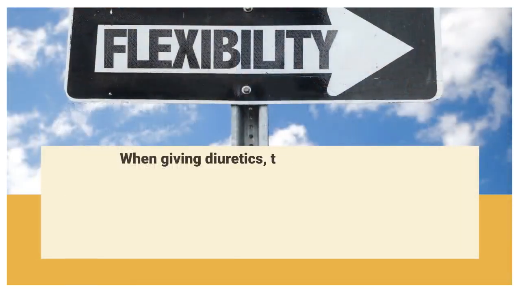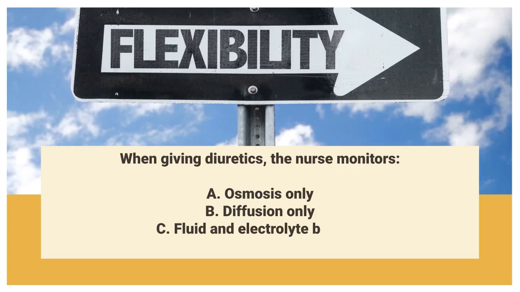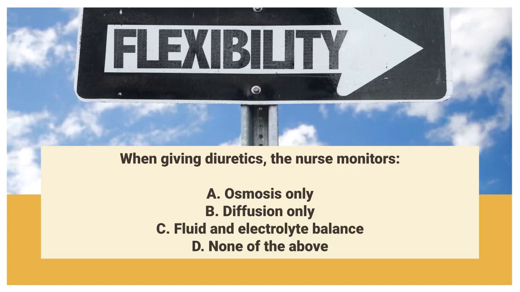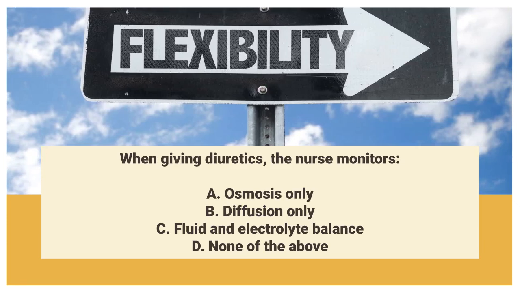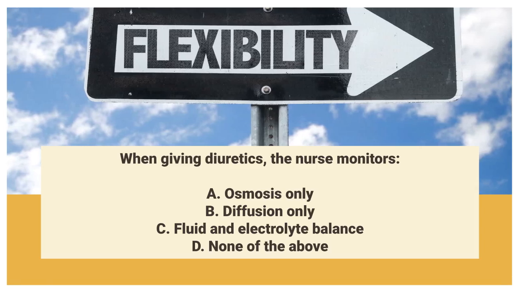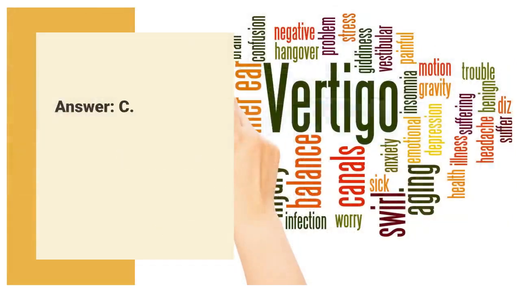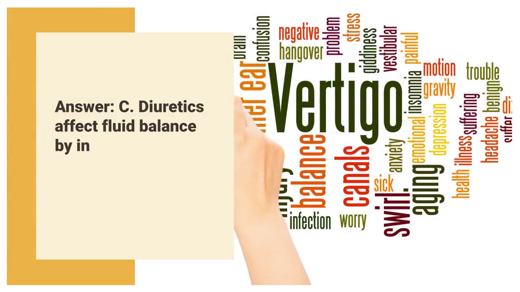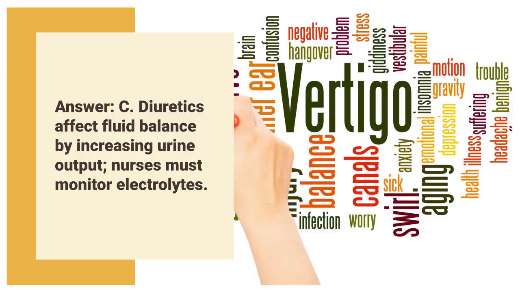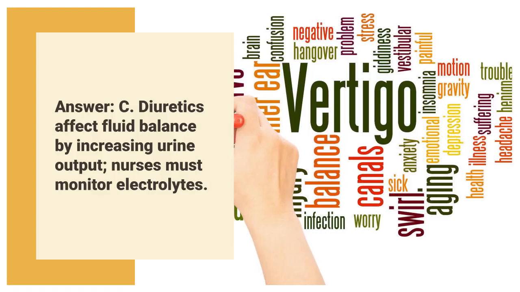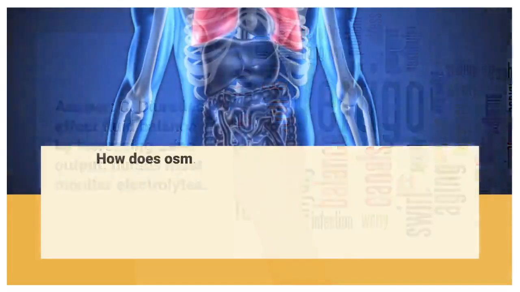Next question. When giving diuretics, the nurse monitors osmosis only, diffusion only, fluid and electrolyte balance, none of the above. The correct answer here is C. Diuretics affect fluid balance by increasing urine output. Nurses monitor electrolytes. Next question.